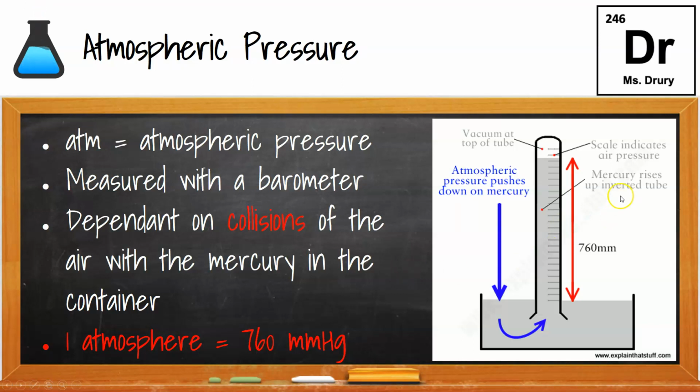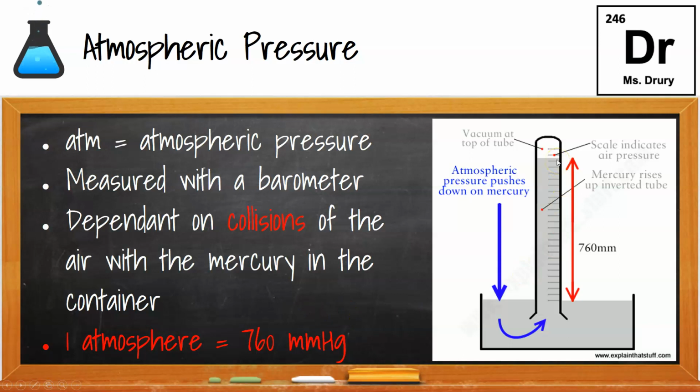It depends on the number of collisions of the air with the mercury in the container. So as the particles in the air push on the mercury, it will rise up this column and we'll actually be able to read what the pressure would be in millimeters of mercury. It's like a ruler but on a cylinder-type glass shape. And what we say is normally an atmosphere, or a normal atmospheric pressure, because we live at sea level, is 760 millimeters of mercury. So that's how much it would rise up the tube.